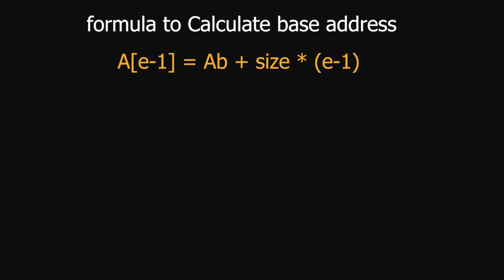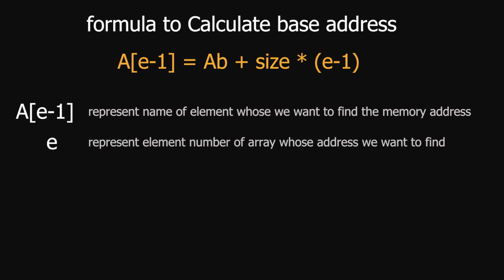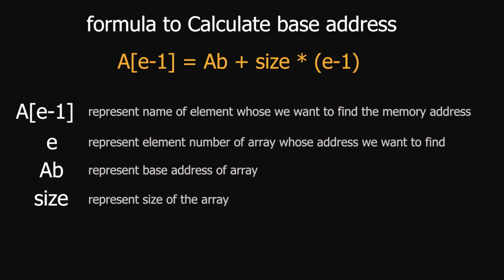In this formula, A[E-1] represents the name of the element whose memory address we want to find. E represents the element number of the array whose address we want to find. AB represents the base address. Size represents the size of the array.